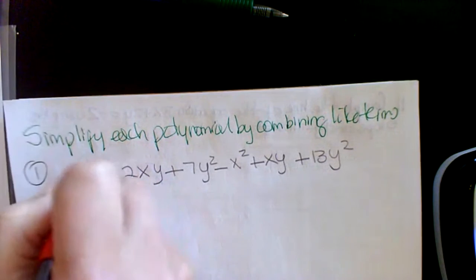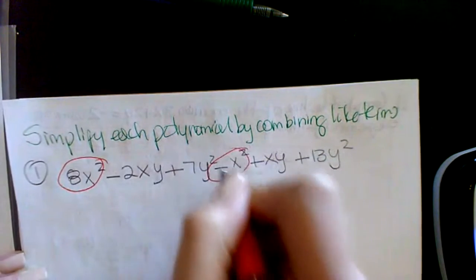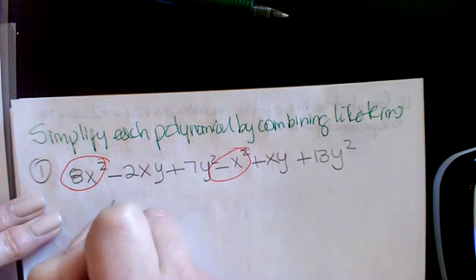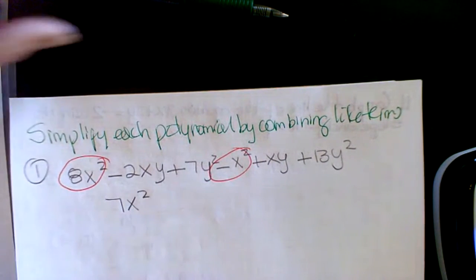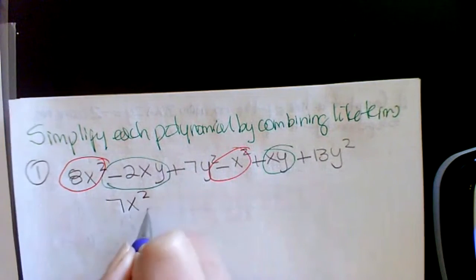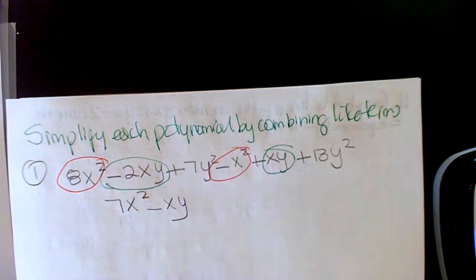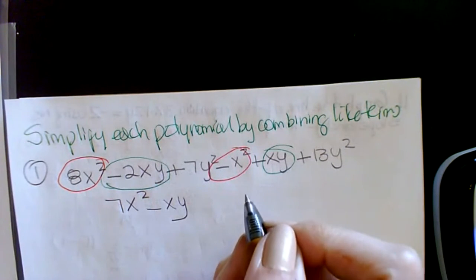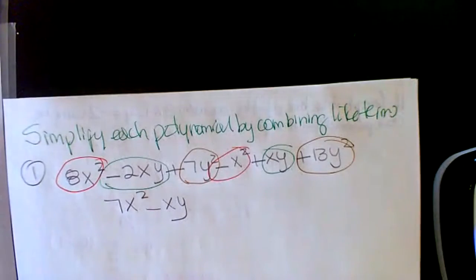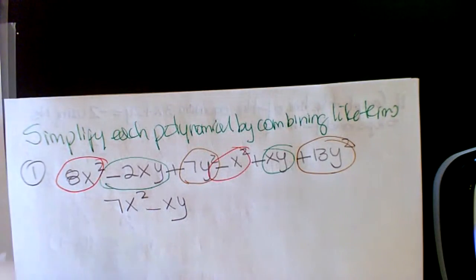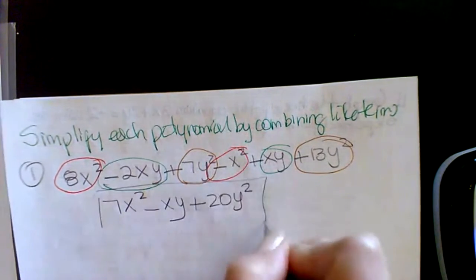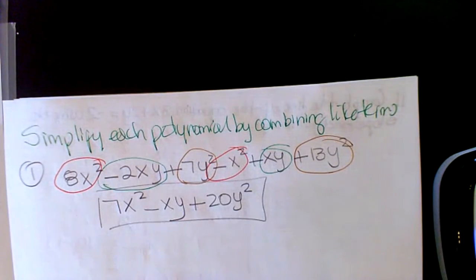Okay, so let's do it. This one, just like we did the other one, and I think it's the same one. I don't know. So this is going to be 7x squared. I have -2xy and I have 1 here, so I'm going to get -xy. And 7y squared plus 13. So that would be 20. Positive 20y squared. And I just combine the like terms.